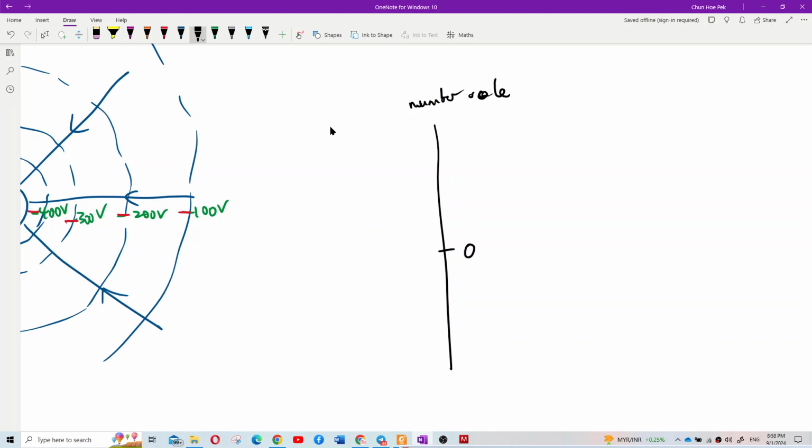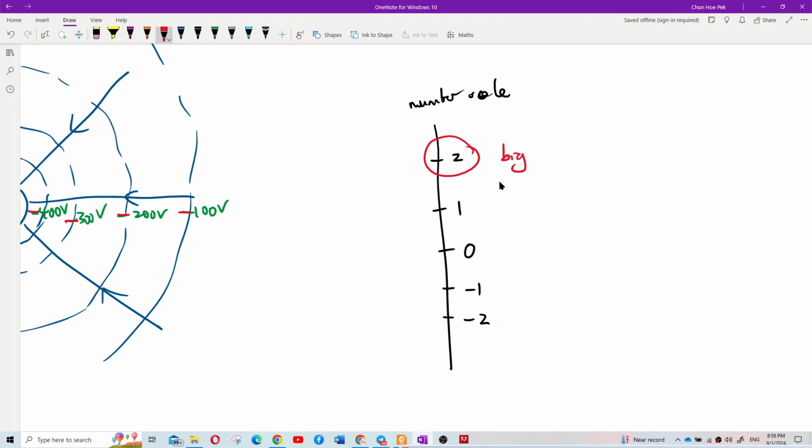Number scale, right? So which one is bigger among these five numbers? Which one is the smaller value, class? Which one is the biggest? Which one is the smallest, class? Okay, which one is the biggest number? Tell me. 2. Good. 2 is the biggest, largest value.